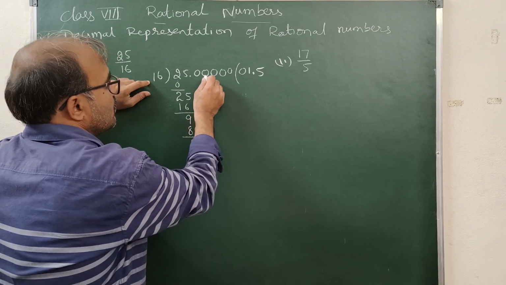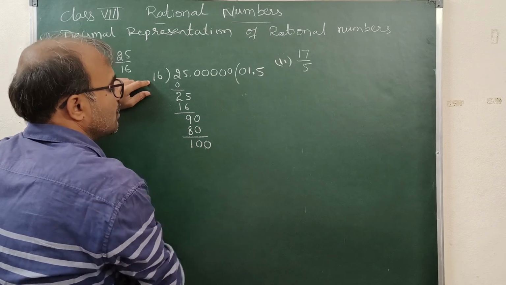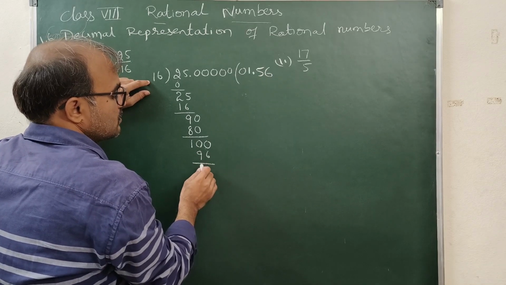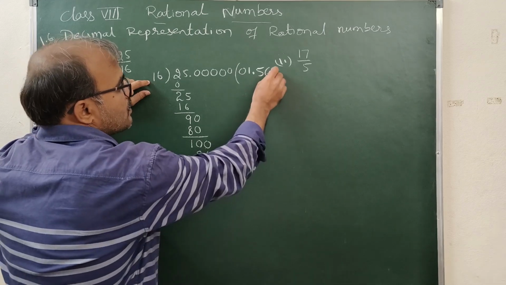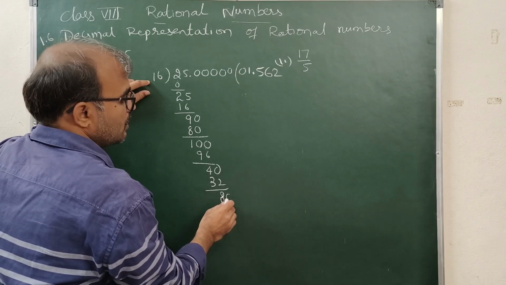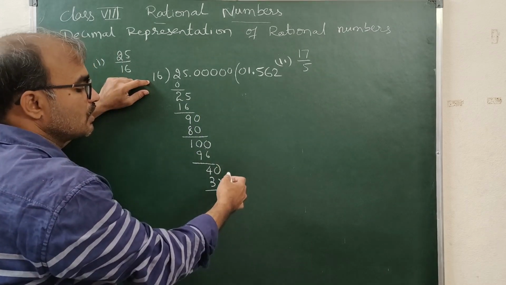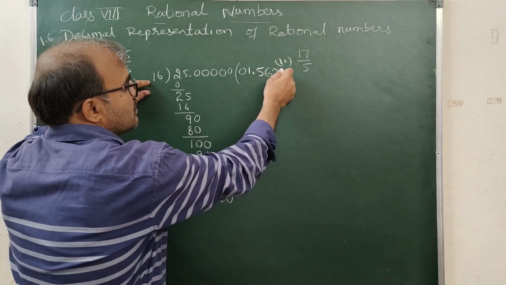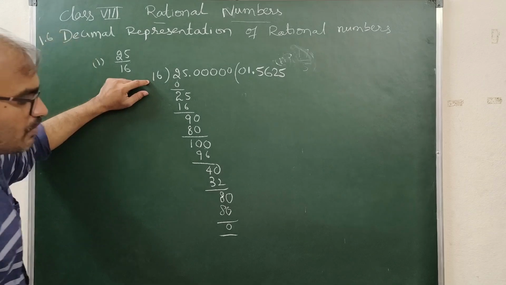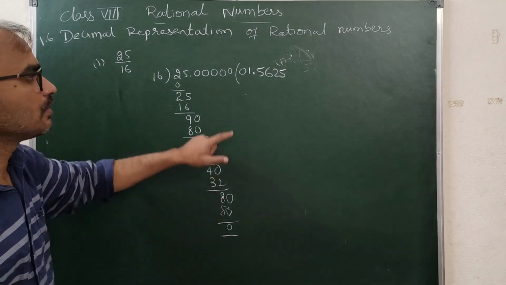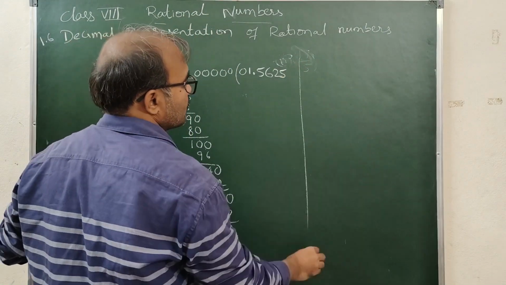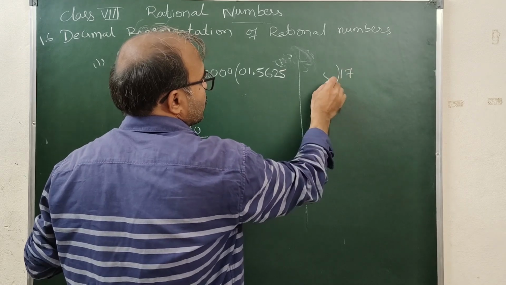Subtract, you will get 10. Write again 100. Now 16 sixes 96. Subtract, you will get 4, then 0. 16 twos 32. Subtract, 8. Write 0. Any number of zeros you can write. 16 fives 80. So it has terminated, right? So you got remainder 0. The division got terminated.